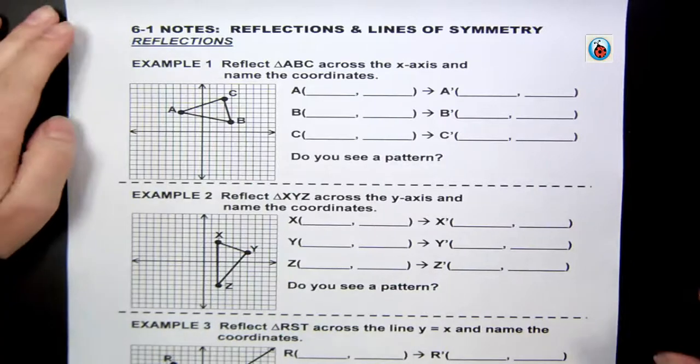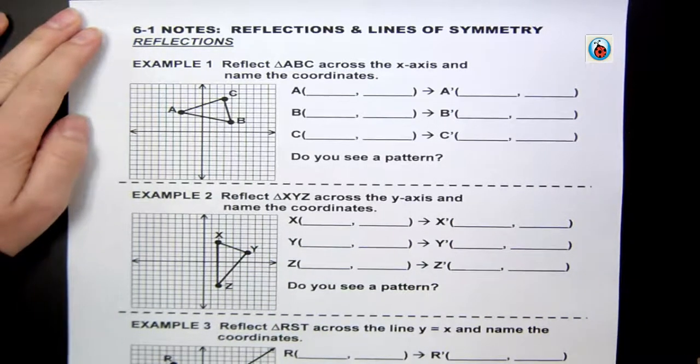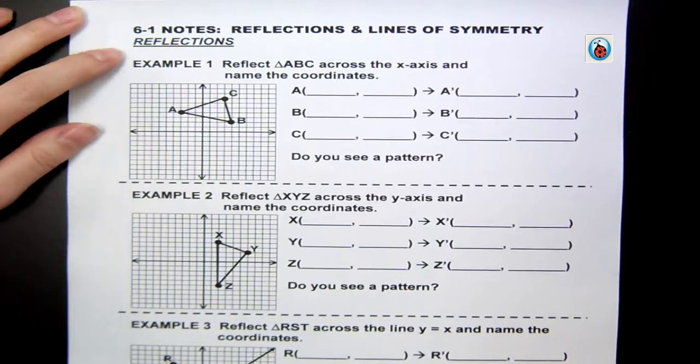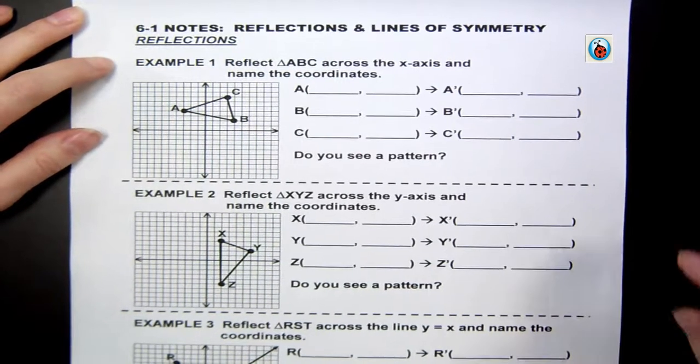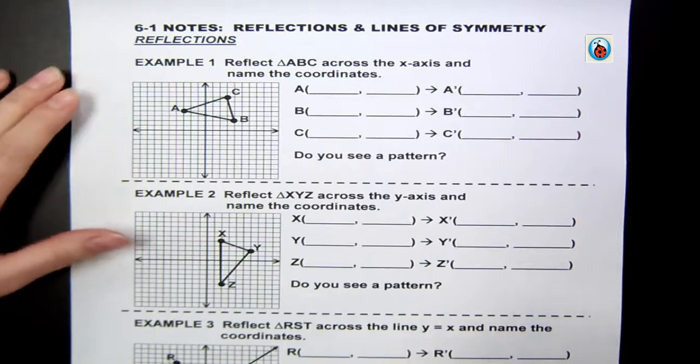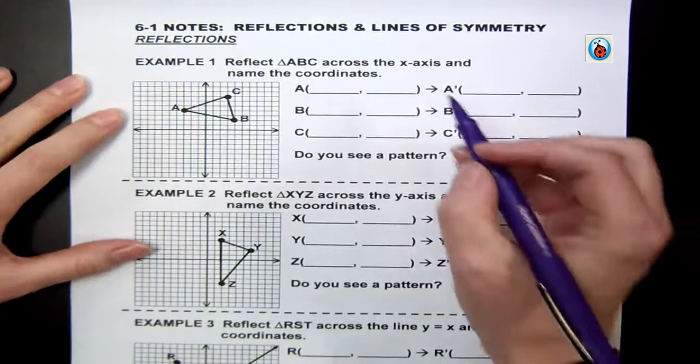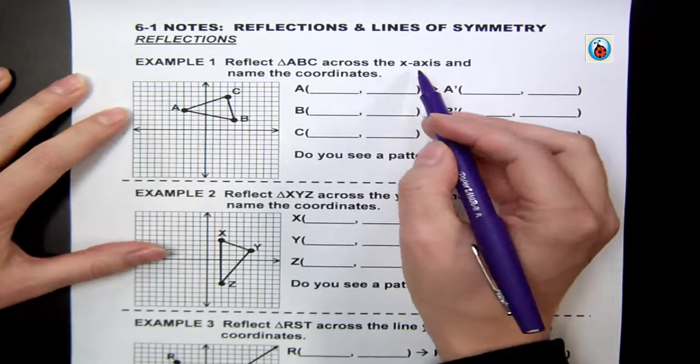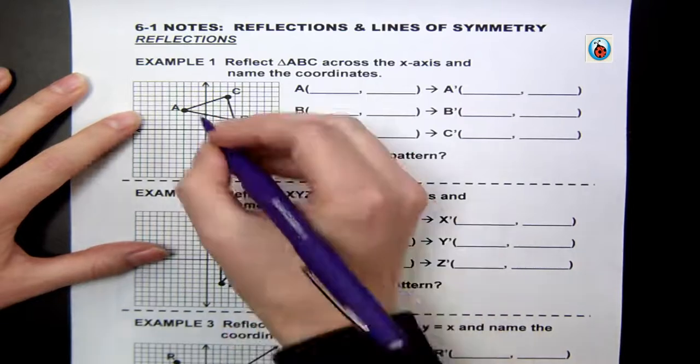Okay, we are starting today on lesson 6.1, which is page 1 of your packet, doing reflections on the graph. There will be some things in these notes that I say and do not write down, so listen carefully. When we reflect across the x-axis, our first step is to name the coordinates.